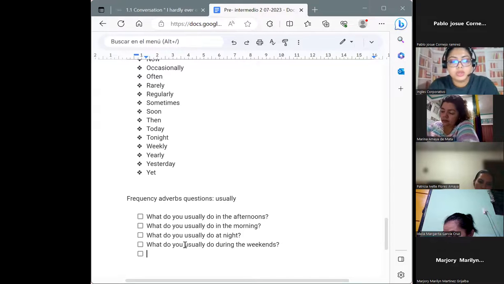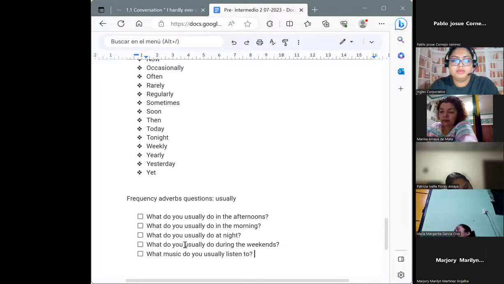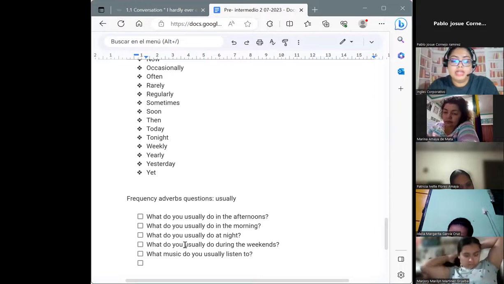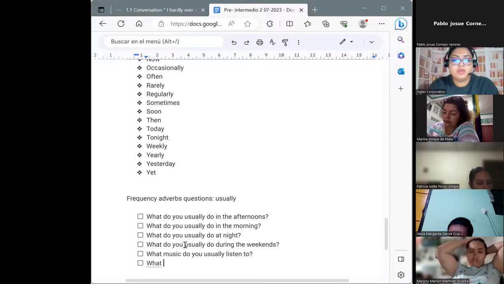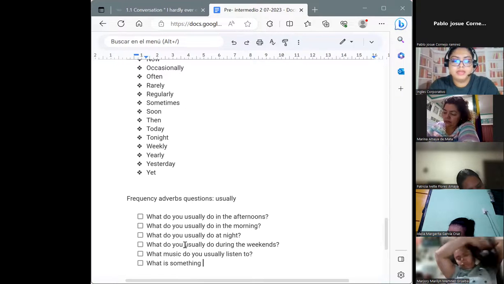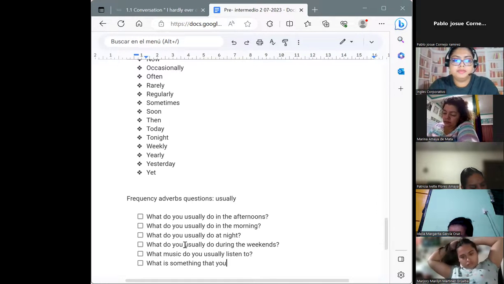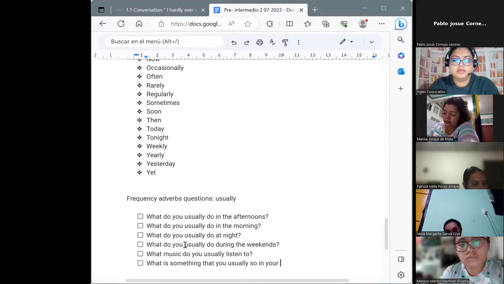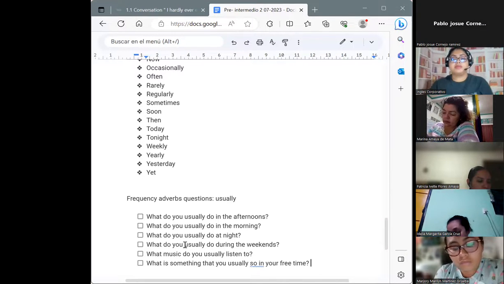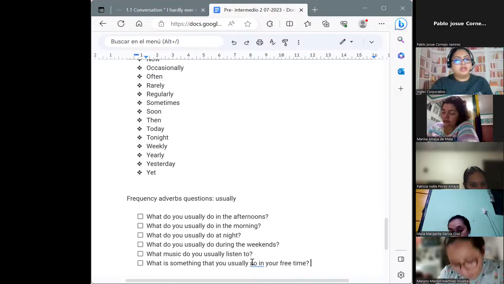What music do you usually listen to? And the last one, the question with usually. What is something you usually do in your free time? Aquí básicamente nos está preguntando, ¿verdad?